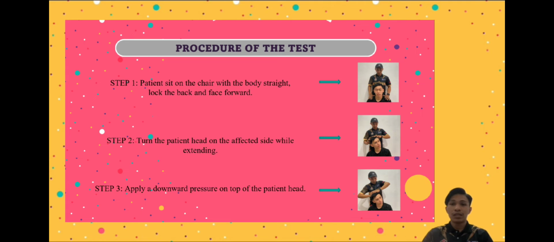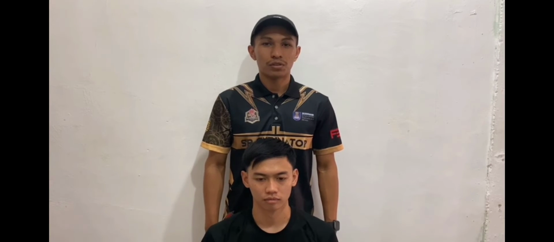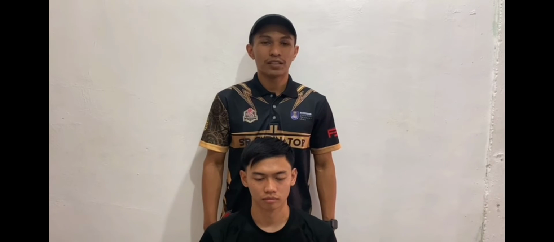So next is the procedure to do the Spurling test. Step 1. The patient sits on the chair with the body straight, locks the back and faces forward. Step 2. Turn the patient's head to the affected side while extending. Step 3. Apply a downward pressure on top of the patient's head. Today I want to show you how to do a Spurling test.